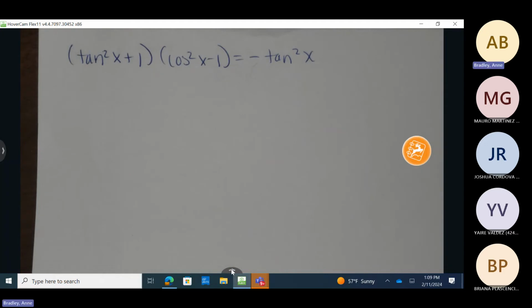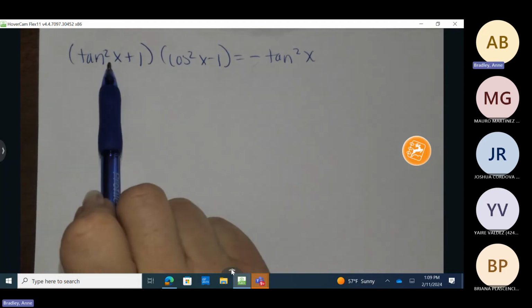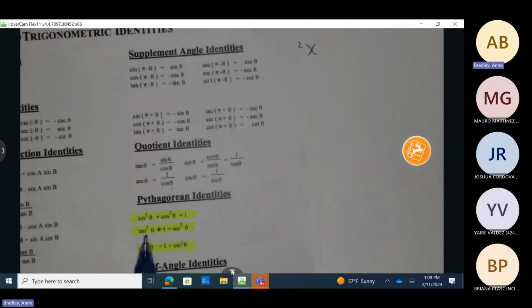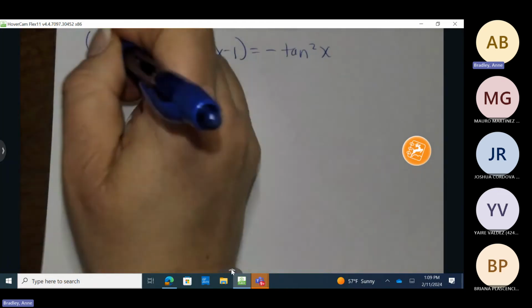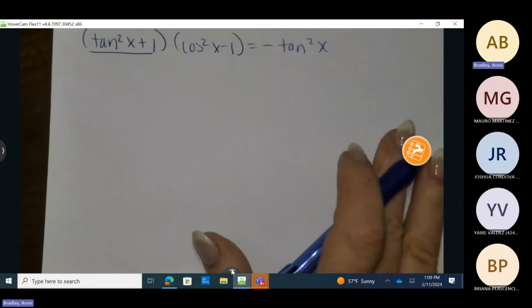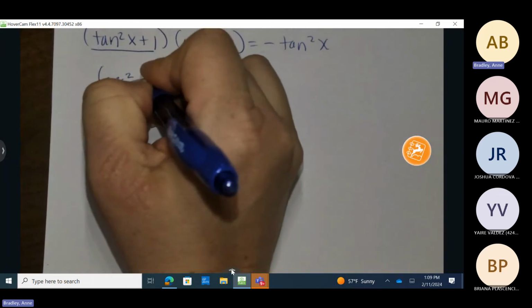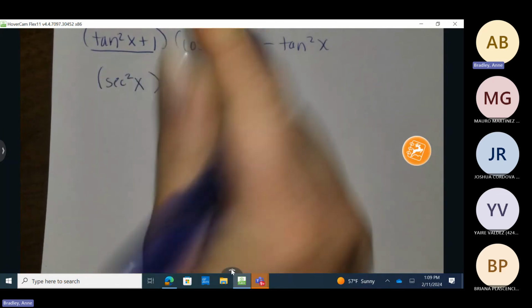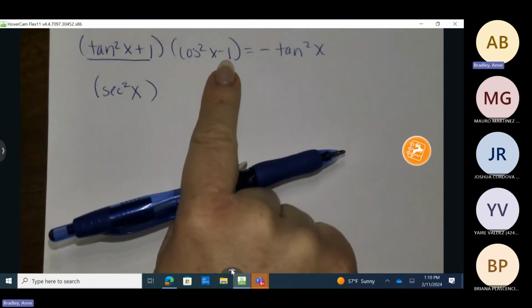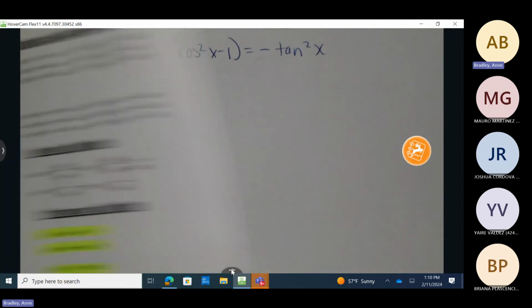Okay, so here we go. Hopefully you get a chance to write this down. I'm going to locate the tangent squared. Tangent squared theta plus 1. By the way, tangent squared x plus 1, it's the same thing. This just represents this angle. So tangent squared theta plus 1 is equal to secant squared theta. I'm able to take this exact same part of the equation and replace it with secant squared x. Now cosine squared x minus 1.